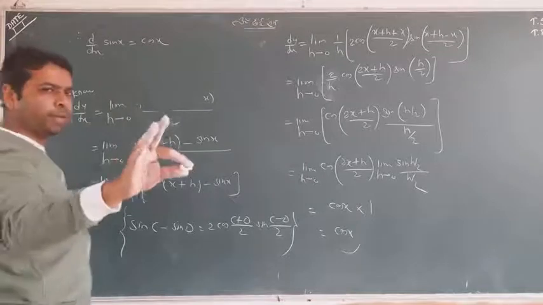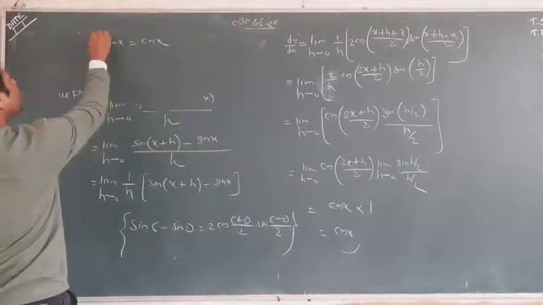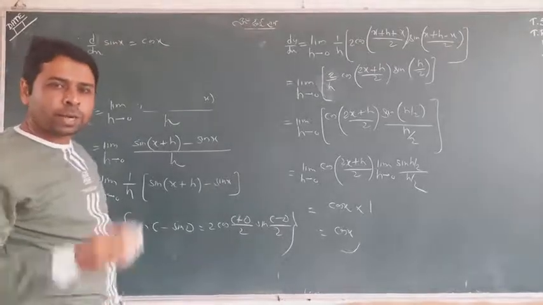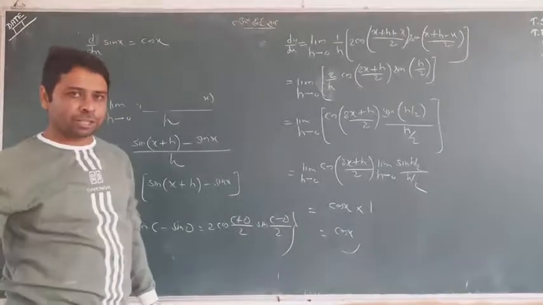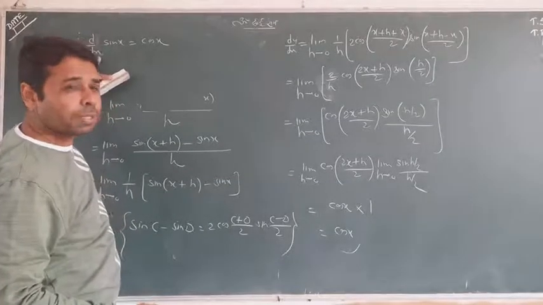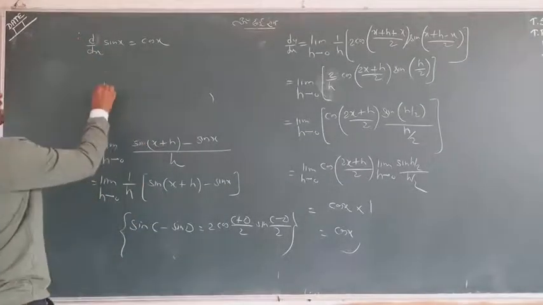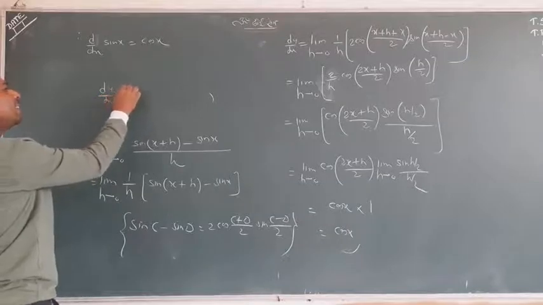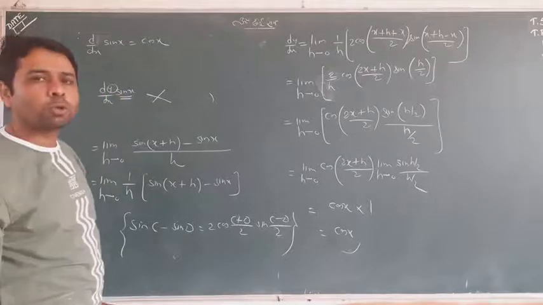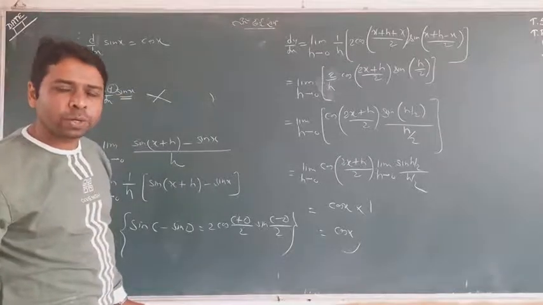Let me speak frankly: don't write y here because your y is sin x. So write d by dx of sin x, meaning differentiation of sin x with respect to x. Sometimes students make the mistake of writing dy by dx sin x. It is a wrong sentence because your y is itself sin x. So don't write y, but instead of y you can write sin x.